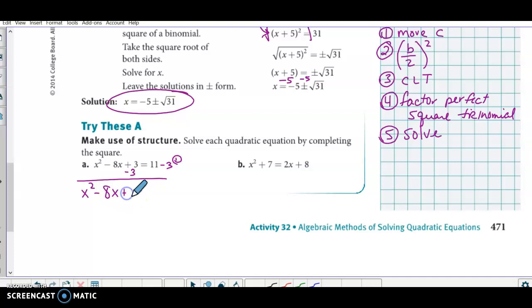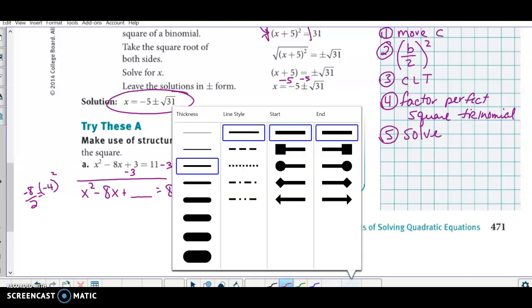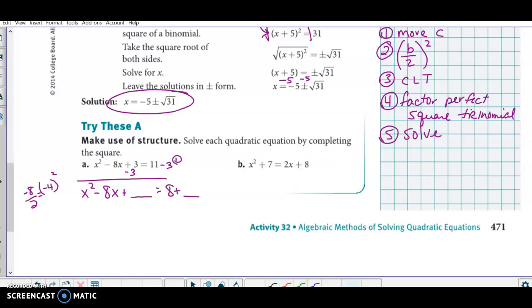Remember, I'm going to leave a space, and on a perfect square trinomial, C is always positive, equals, I'm going to go ahead and put those together, and I get 8 plus something. So now I'm going to look at my B. My B is negative 8. You could leave it negative if you wanted. Divided by 2 is negative 4, and we're going to square that. So I get 16. 16 is what is going to go into my spaces. So here's step 2. Negative 4 times negative 4 is positive 16.